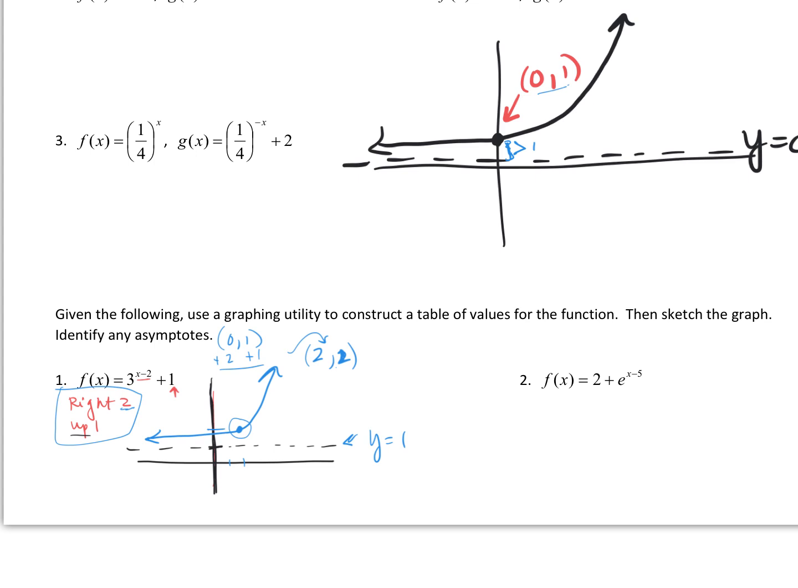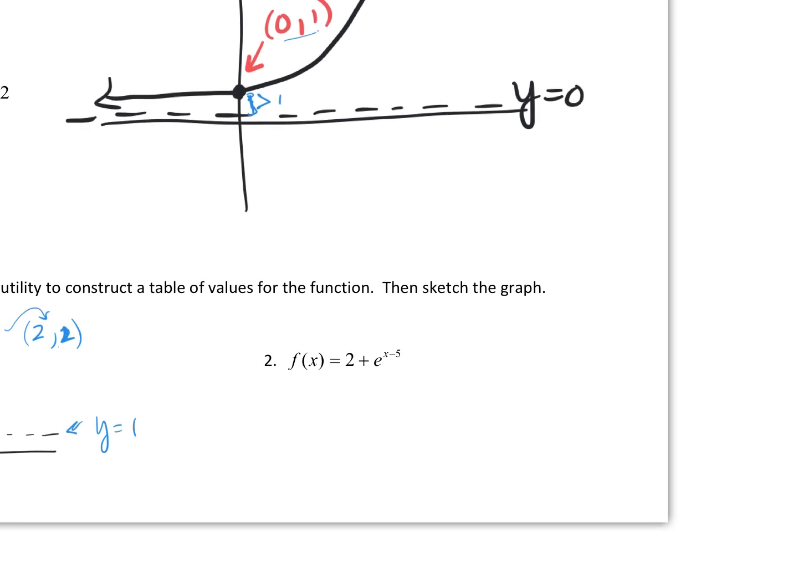Okay? So let's try this one. Let's look at this one. Now, don't let the 2 in the front mess you up. It's just a constant. It could have been written like this: e to the x minus 5 plus 2. They just put it in the front just to mess with your head. So it's still a growth function because e is greater than 1. What is the x minus 5 going to do to it? Right 5. Yep. So this is going to go right 5. And the plus 2?